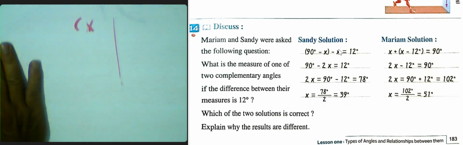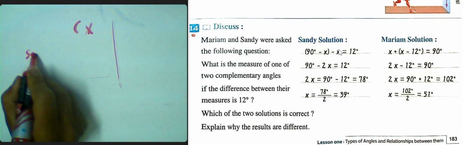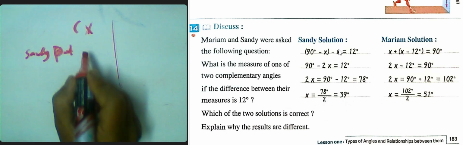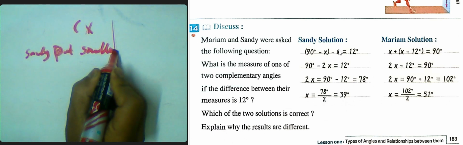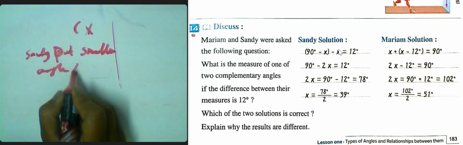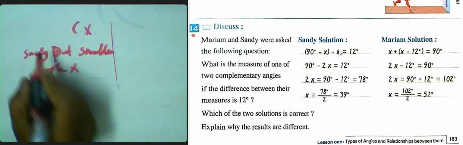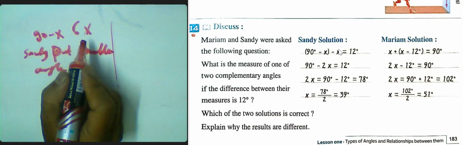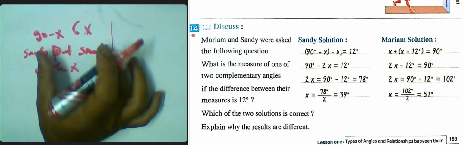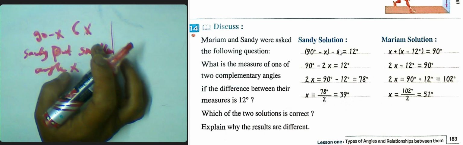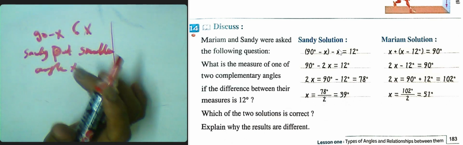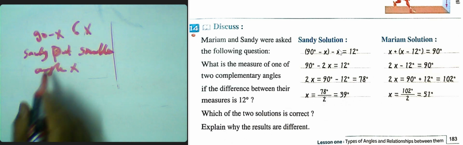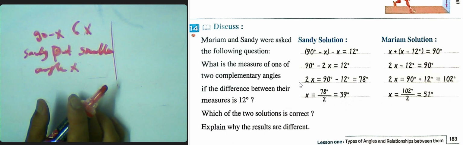Let's discuss Sandy's solution. Sandy put the smaller angle x and the greater will be 90 subtract x, because it tells us the two angles are complementary. Meaning the sum of them equals 90 degrees, and if the small angle is x then the greater angle will be 90 minus x. Okay, and then she puts the difference between the two angles equal to 12.